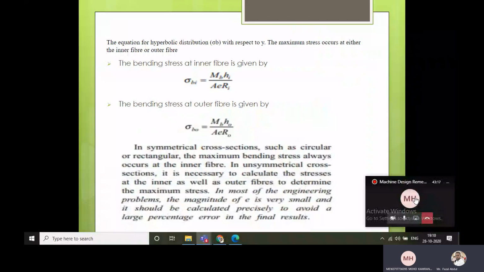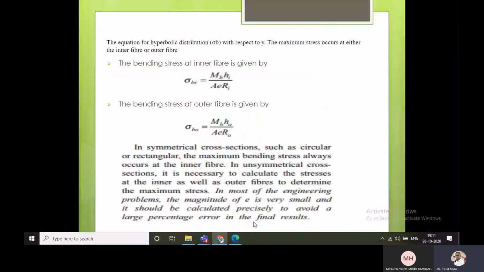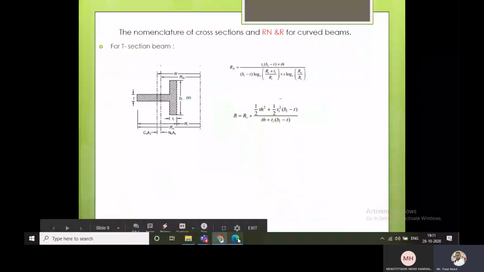Only 5 cases are there in this. First one is rectangular, circular, trapezoidal, triangle. How many shapes am I showing here? The shapes are 1, 2, 3, 4, 5, 6, 7. 7 shapes are there. If you open this textbook, all the relations will be there.